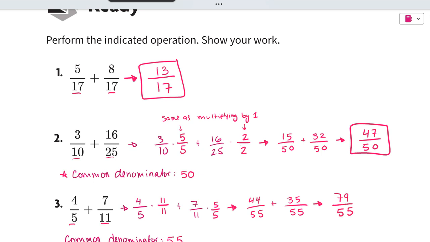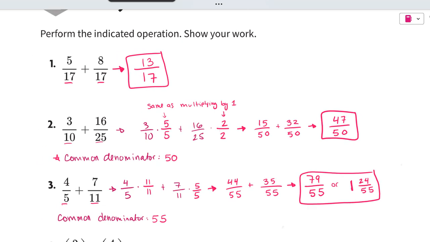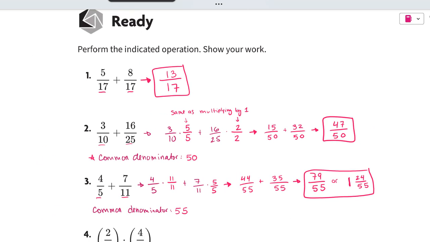I honestly like to leave my answer like this because if I'm doing more with this, if I'm plugging this in, I think it's much easier to work with. However, if you notice, 79 is bigger than 55. So we could take 55 away from 79, which would give us 55 over 55 or 1, and we'd have 24 left over. So 79 over 55 is the same thing as writing 1 and 24 over 55. So either one of those answers is fine. Like I said, I prefer the 79 over 55, but it's a little bit easier to estimate what the value is when we pull that one out.